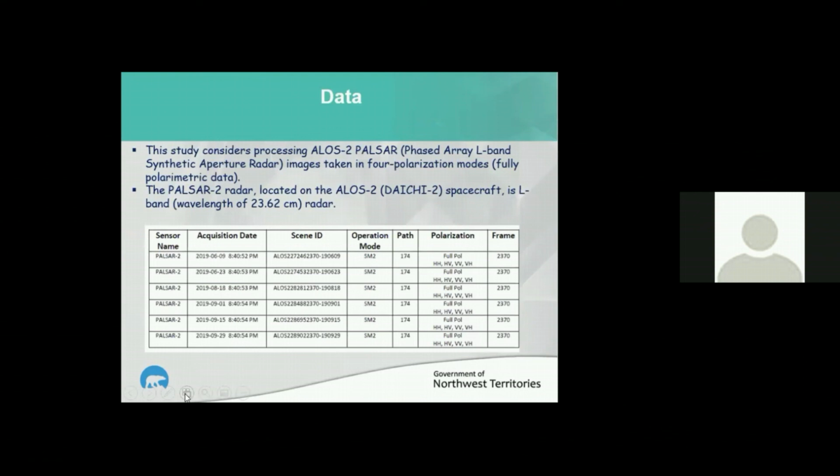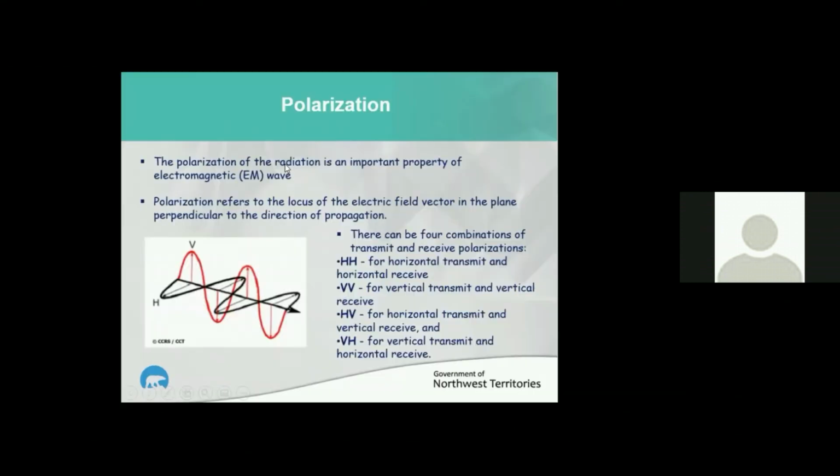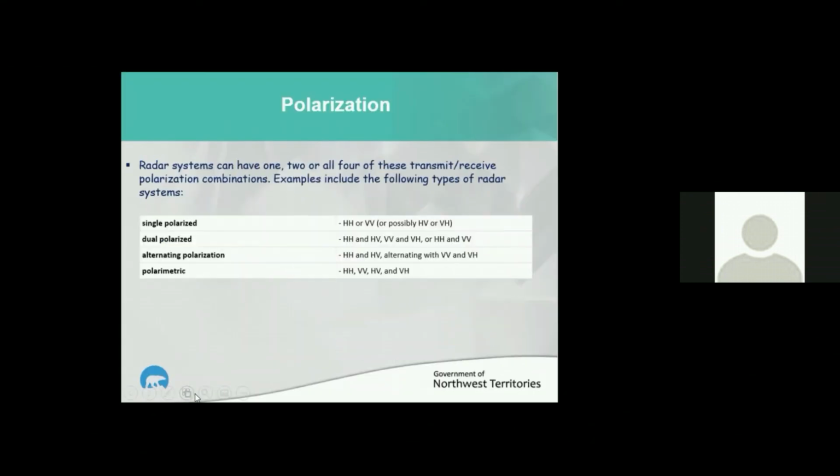So these are the data sets that I use. It's only four images, four data sets. Two are for June, one for August, and one for September. They are synthetic aperture radar data taken in full polarization modes. So the polarization, again, we will not talk about this too much because there is not enough time.